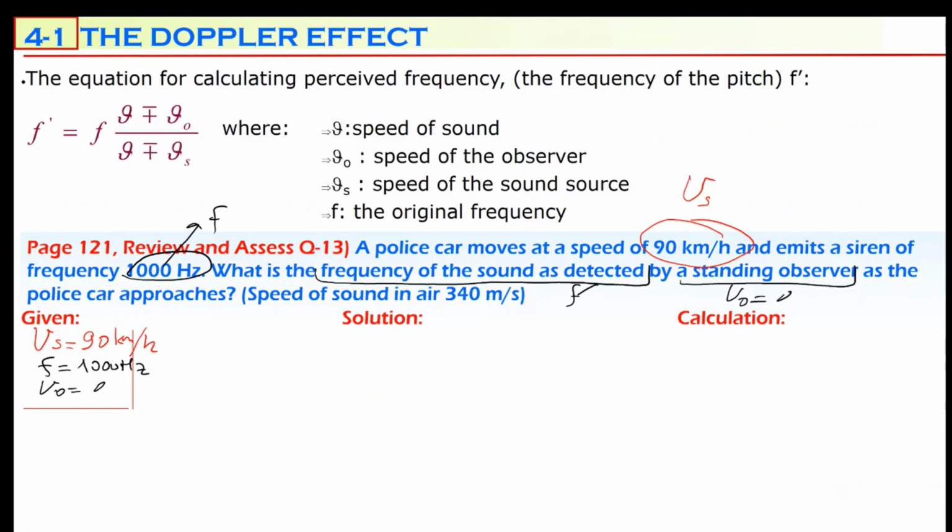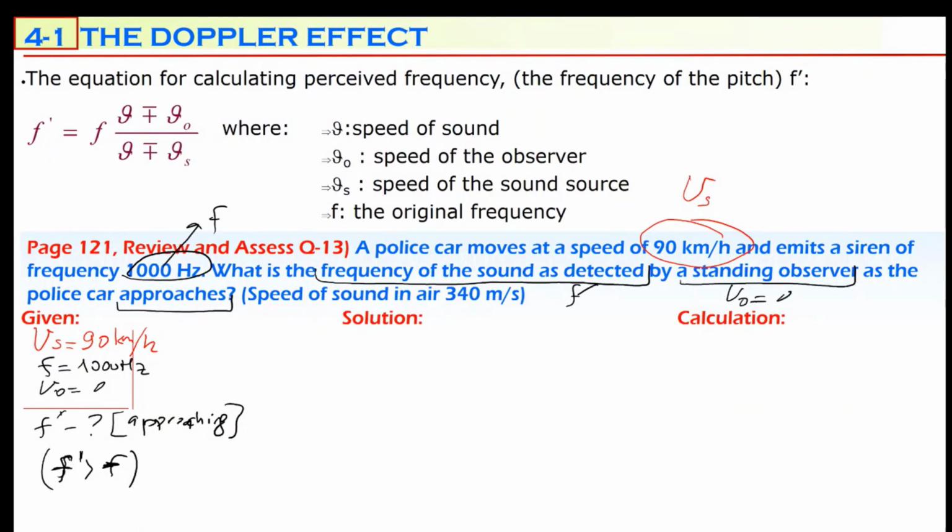As the police car approaches, this is the key. This is the important key: approaches. So we calculate F prime for the approaching case. What do you think, which one is going to be greater, F prime or F? They are approaching each other relatively, so the pitch rises. F prime must be greater than F. It's going to be greater than 1000. So how much? We will get it now.